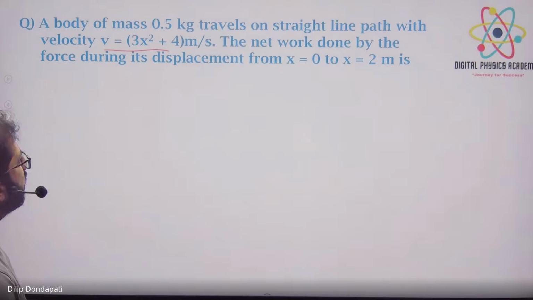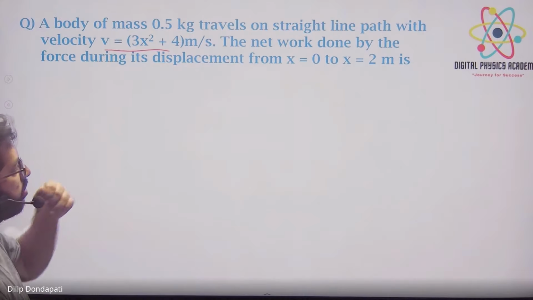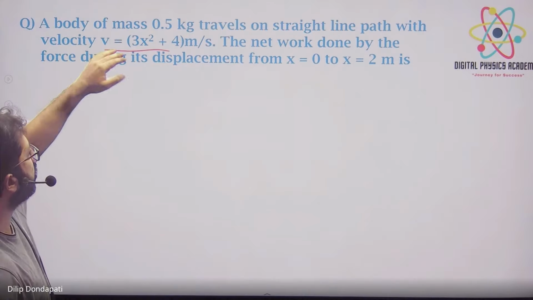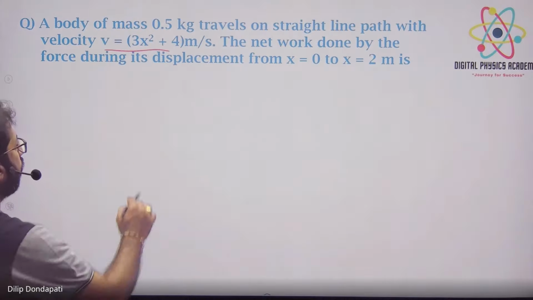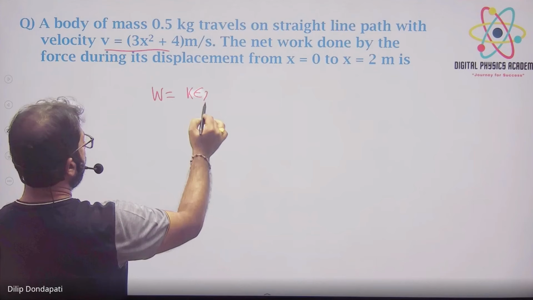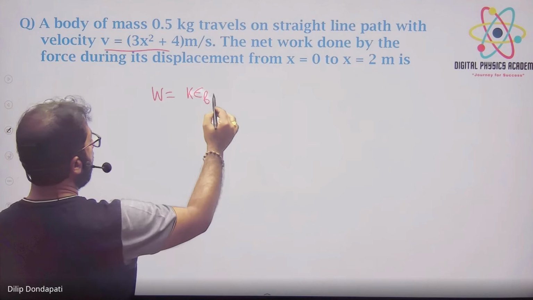The body of mass travels along a straight path with velocity in terms of displacement. See, mass is given, velocity is given. He is telling to find work done. So use the work energy theorem. We can just find acceleration and find force, right? But try to use the work energy theorem. Make that a habit too.